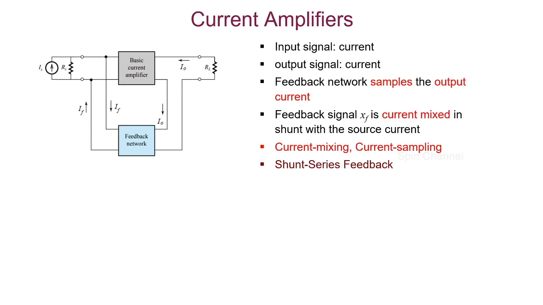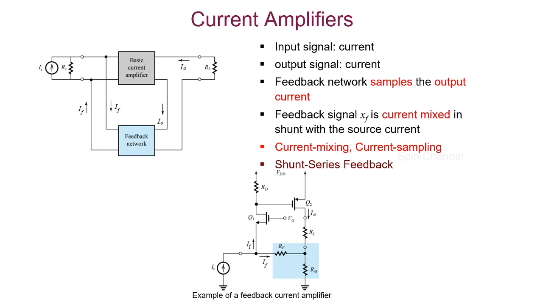Because of the shunt connection at the input and the series connection at the output, this feedback topology is also known as Shunt-Series Feedback. As an example of Shunt-Series Feedback, a two-stage amplifier is shown here, where the output current of the second stage is sampled, where the sampling network is RF and RM, which is again a resistive network. And looking at the current directions over here, we can write IA equals IS minus IF. So thus the feedback is negative.